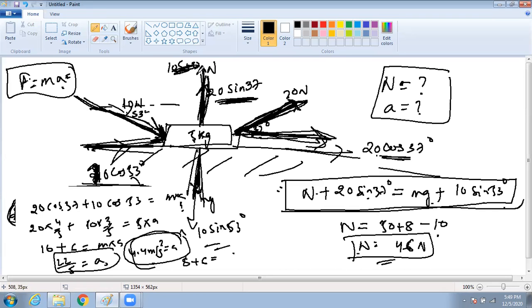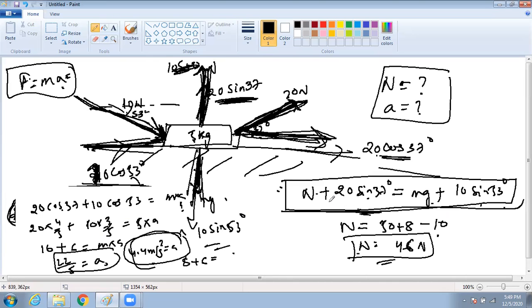So how many forces are there? There are actually 6 forces. One is mg, one is normal, one is this component, and one is this component. So these are 4 forces, and 2 other forces are this side and this side. So this force N plus 20 sine 37 will be equal to mg plus 10 sine 53. Clear? This much is clear?